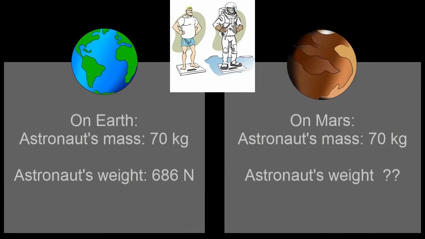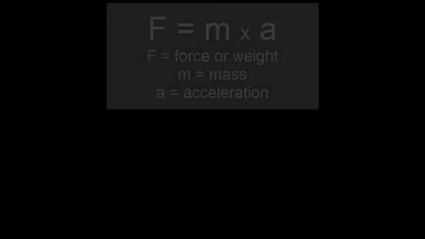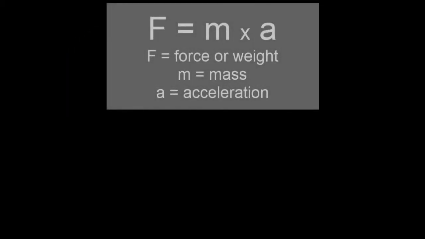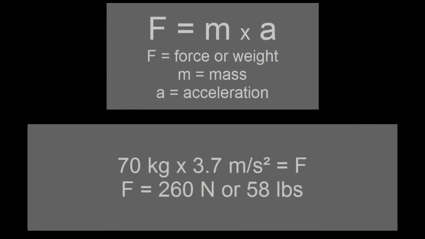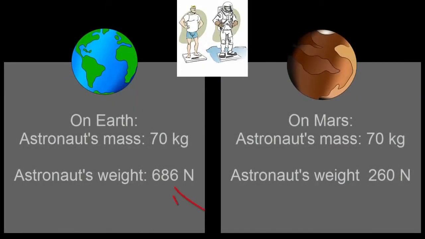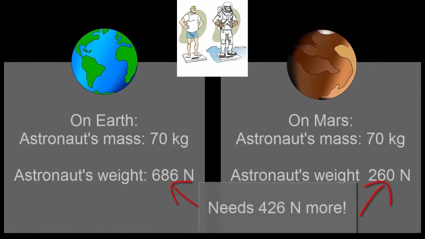If our astronaut has a mass of 70 kilograms, then their weight on Earth is approximately 686 newtons, or 154 pounds. If we use the equation F equals ma, force equals mass times acceleration, while using Martian gravity of 3.7 meters per second squared, we can figure out that on Mars, the astronaut will weigh only 260 newtons, or 58 pounds. If we take the difference between what the astronaut weighs on Earth and on Mars, we can see that they need to weigh 426 newtons, or 95 pounds, more.